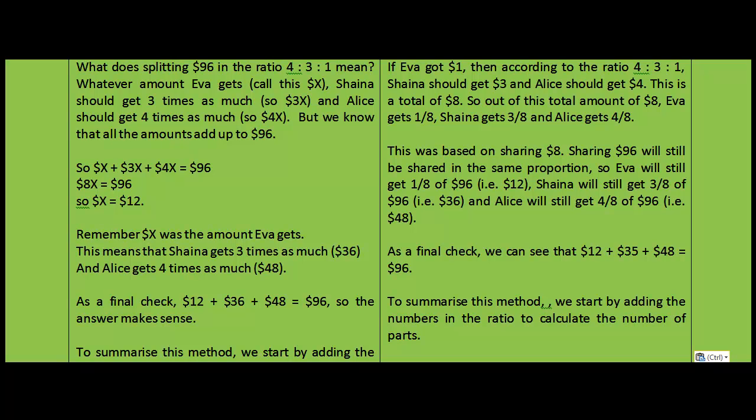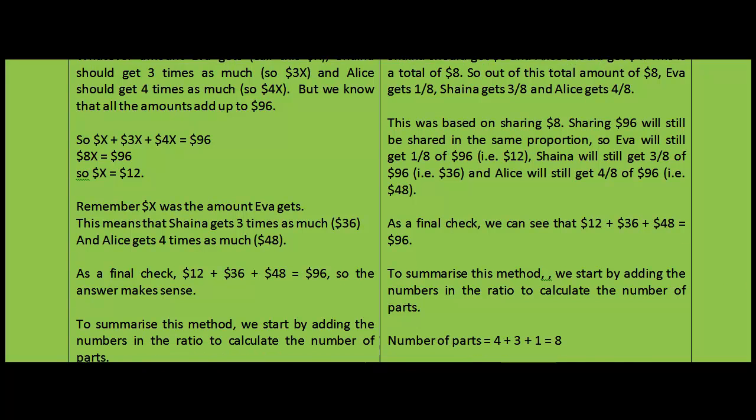Once again, as a final check, you should always add up the amounts that have been shared to make sure they add up to the original amount. So $12 plus the $36 plus the $48 will still add up to $96.